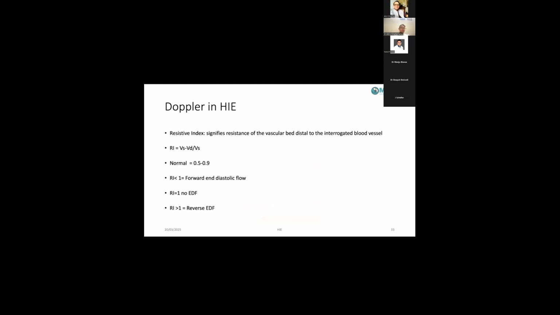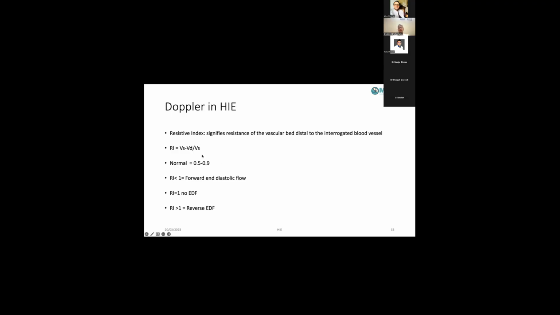Next thing, in terms of the assessment of the HIE, is the Doppler. I'm sure you must be aware of how the Doppler works, so I'm going to skip all that part. I'm just going to talk about what we do with the Doppler in these cases. So we look at something called the resistive index, and it basically signifies the resistance of the vascular bed distal to the interrogated blood vessel. The formula to get the resistive index is the peak systolic velocity, the top velocity during systole, minus the peak diastolic velocity, divided by the peak systolic velocity again.